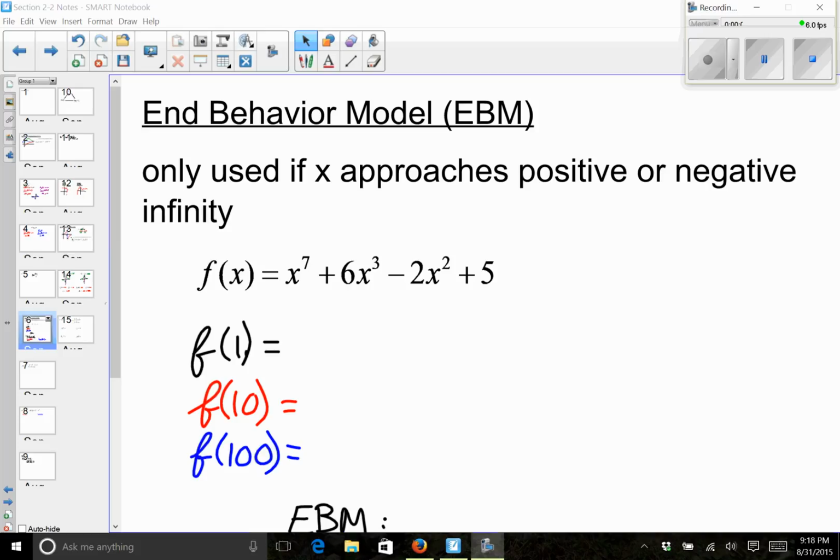Related to finding horizontal asymptotes is an idea called end behavior models. I know my very quick description of horizontal asymptotes is not quite the way you were taught it back in Algebra 2 and pre-calculus. The way you were taught in Algebra 2 and pre-calculus actually depends upon this idea of an end behavior model.